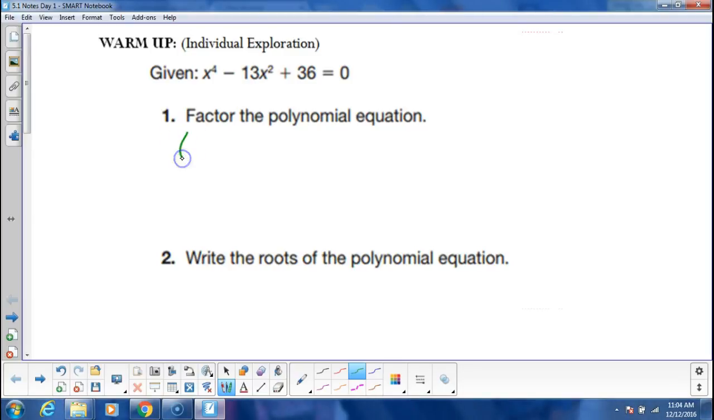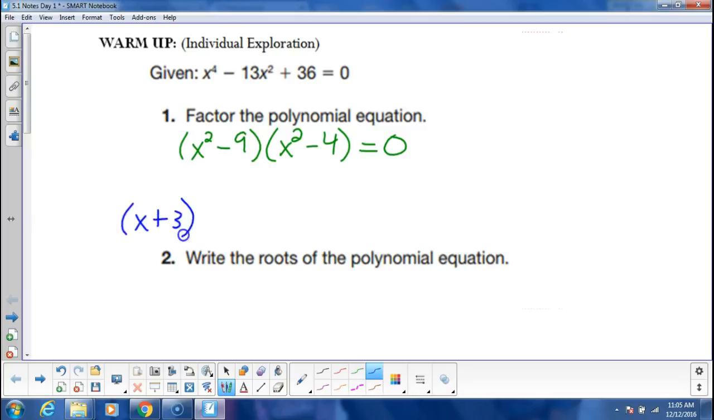Do we all agree with x squared minus 9 and x squared minus 4 as our answer for the factored equation? No. Nobody should agree with that, because you have to keep going. What is the answer then? x plus 3, x minus 3, x minus 2, x plus 2.